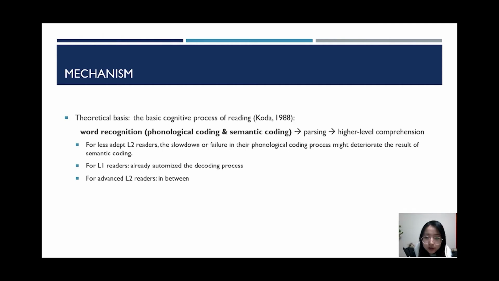of their subject groups. That is the basic cognitive process of reading, which contains first the word recognition stage, which includes phonological coding and semantic coding, then parsing, and then higher level comprehension. So for elementary level L2 readers, the cognitive load for decoding in the word recognition stage is much heavier for them. This is because the weaker L2 readers are less familiar with the pronunciation of words, and the slowdown or failure in their phonological coding process might deteriorate the whole word recognition.